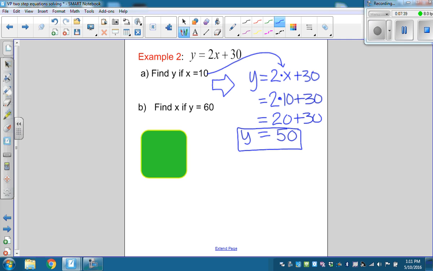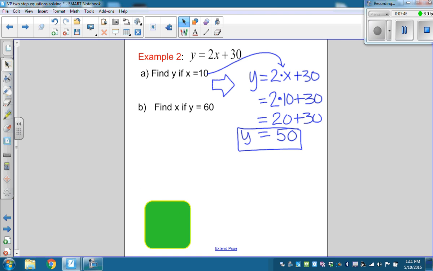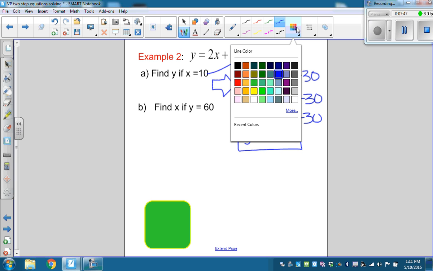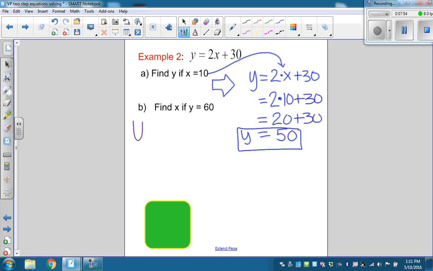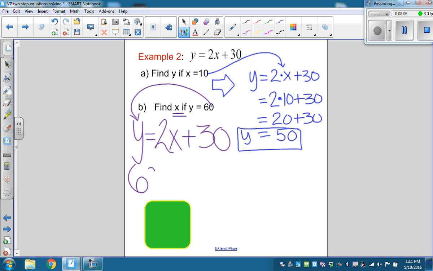For part B, you have to work a little harder. So for part B, we're going to copy the problem. Y equals 2x plus 30. And we have to find x if y is 60. So we're going to replace y with 60.